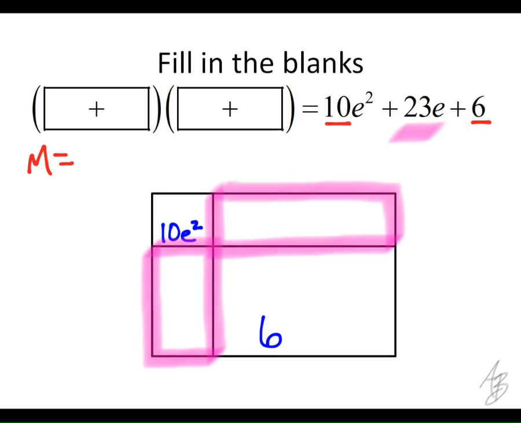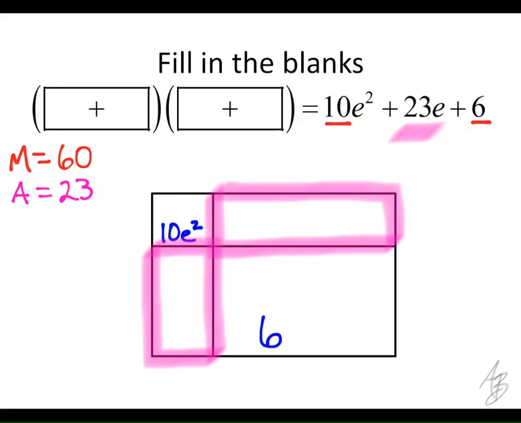What's m going to be for this problem? What's 10 times 6? Okay, so m is going to be 60. A, anybody want to guess what a is? It's going to be 23. A is just the middle coefficient, or the second coefficient. So what we're looking for here are two numbers that multiply to get 60 and add to get 23.